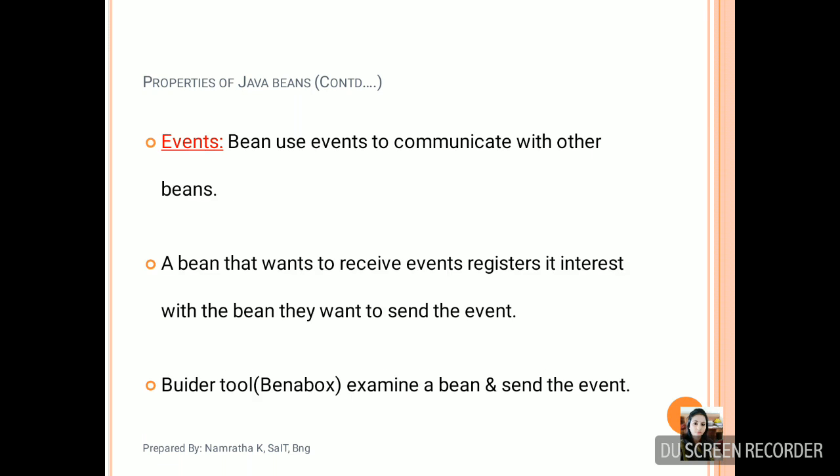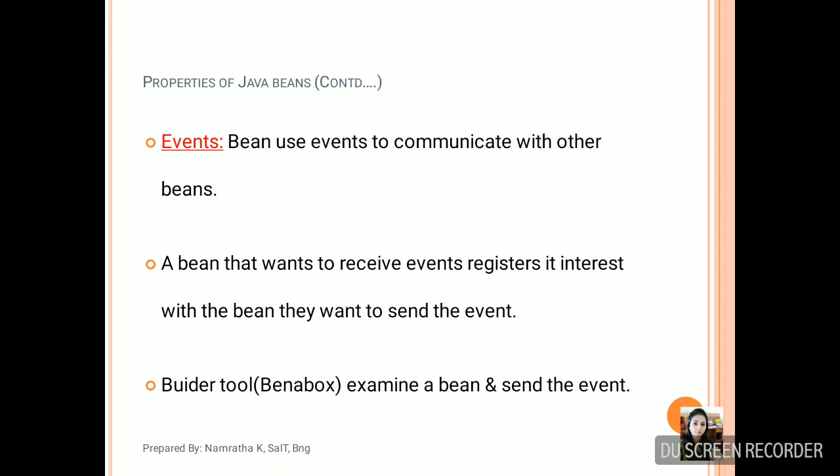So the next property we are going to see is events. What is an event? In general, an event is a task or action that you want to do. For example, two users want to communicate with each other. Here an event should happen, and only then will the action take place.